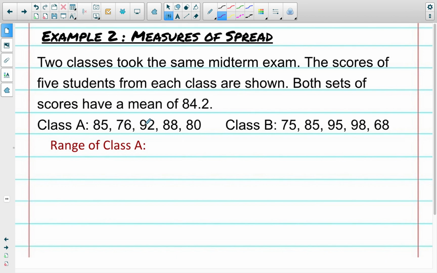Example 2. So let's play around with these measures of spread. Range, remember, is the highest minus the lowest. It's pretty straightforward. We've done that for a while in our mathematical careers.